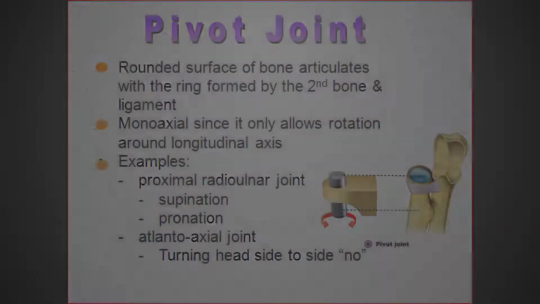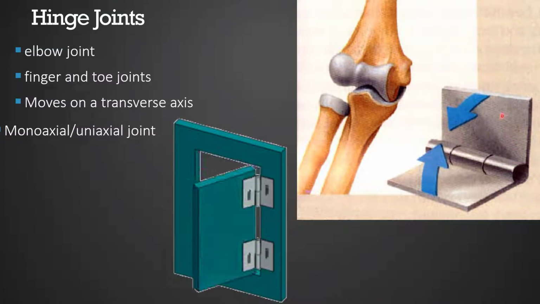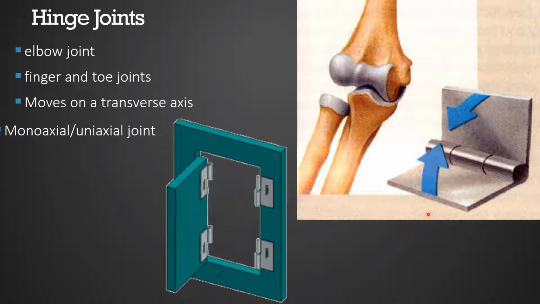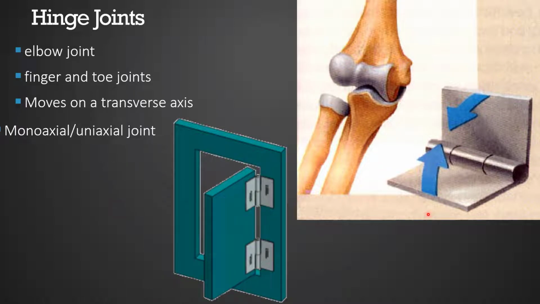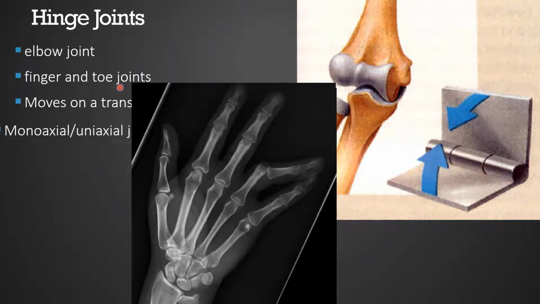Talking about the uniaxial joint, there are hinge joint and pivot joint. So first of all, let's talk about hinge joint. Hinge joint can be comparable to the hinge of a door, and the movement of this hinge joint is similar to the opening and closing of the door. The articular surfaces that contribute in joint formation are pulley shaped, and the examples of hinge joint are elbow joint, ankle joint, and the interphalangeal joint that is present in between the phalanges of your fingers.